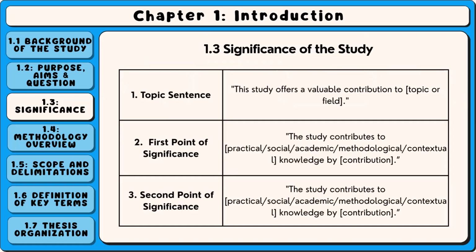To summarize, you want a topic sentence that orients the reader to the significance of the study. Then you can highlight your first point of significance, second point of significance, and so on, or however many points of significance you can come up with.